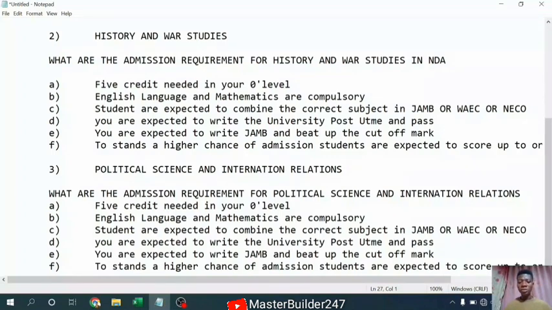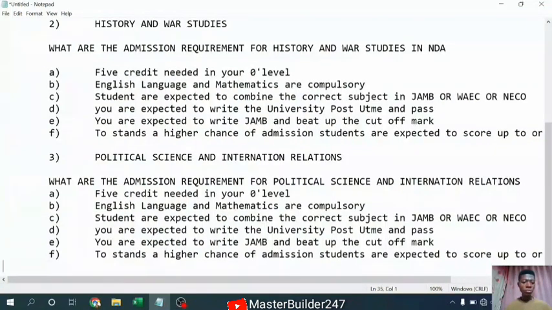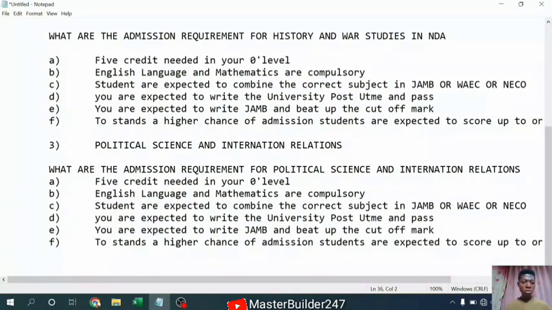Alright. The next art course in Nigeria Defense Academy is Defense and Security Studies. So let me write it down. The fourth one is Defense and Security Studies.